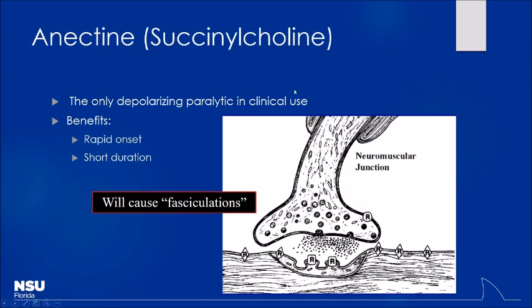So looking at Anectine or succinylcholine as our depolarizing neuromuscular blocker, and it's the only drug that fits into that category. Basically what this is going to do is that it is going to initially activate the muscle, and then it's going to wear it out essentially, okay? And so the benefits of succinylcholine, why it got used for a good long period of time, and the use is starting to wane a little bit, but you're still going to see it used in most every ED out there, is we like it because it's rapid onset and a very short duration of action.